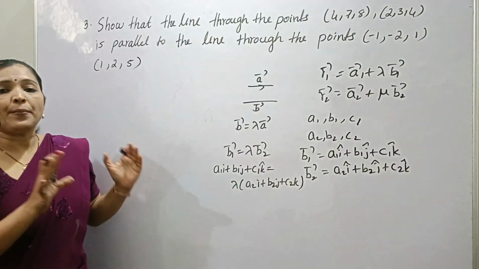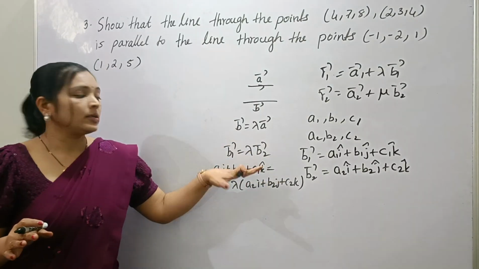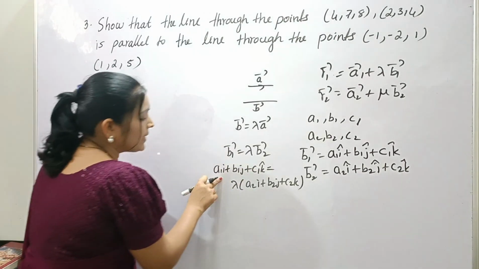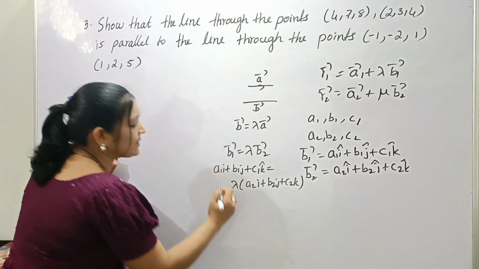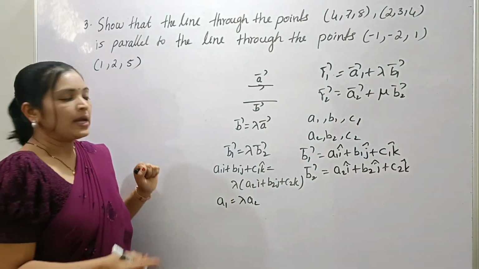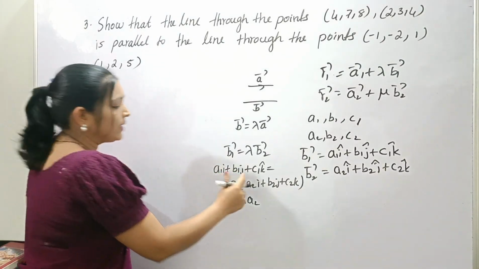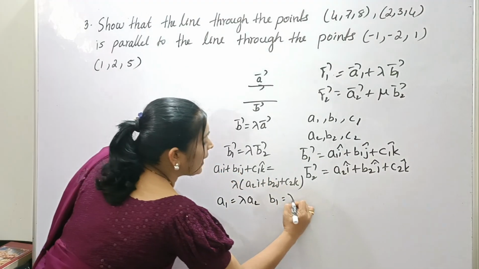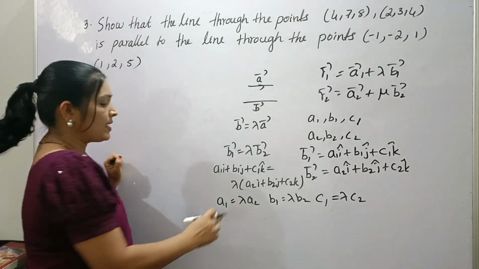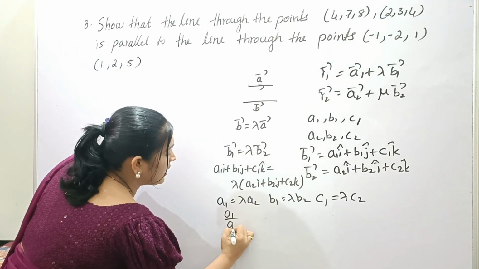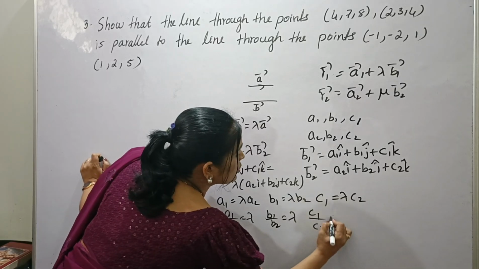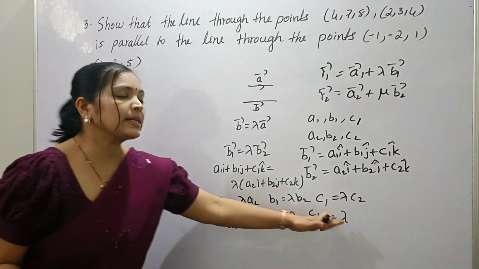Now here compare coefficients of corresponding components. So we will get, coefficient of i in LHS is a1 and in RHS lambda a2. Next compare coefficient of j on both sides: b1 is equal to lambda b2. c1 is equal to lambda c2. Right? So from this we will get a1 by a2 is equal to lambda, b1 by b2 is equal to lambda, c1 by c2 is equal to lambda. See, all are lambda, right?